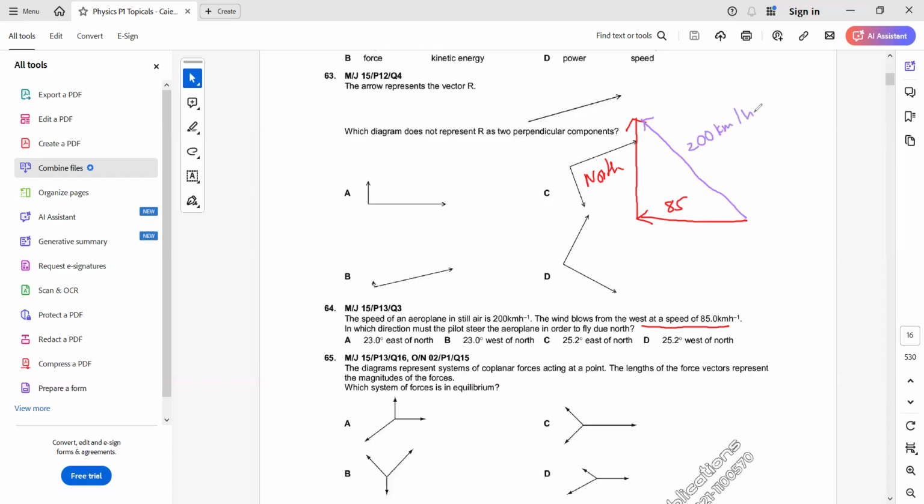So basically, you can now work this out, right? So using Pythagoras theorem, you'll get 25.2, and the direction is west of north. Do you get this?